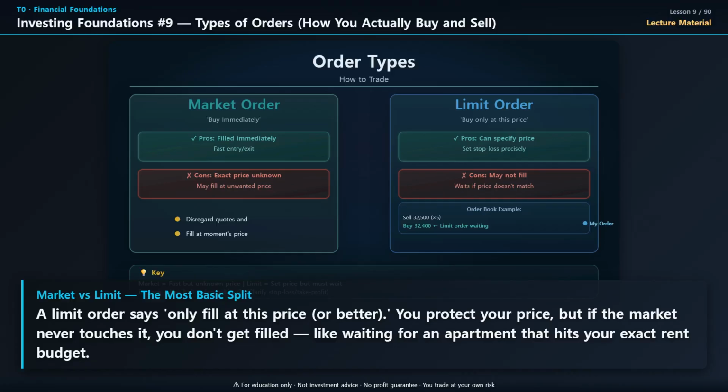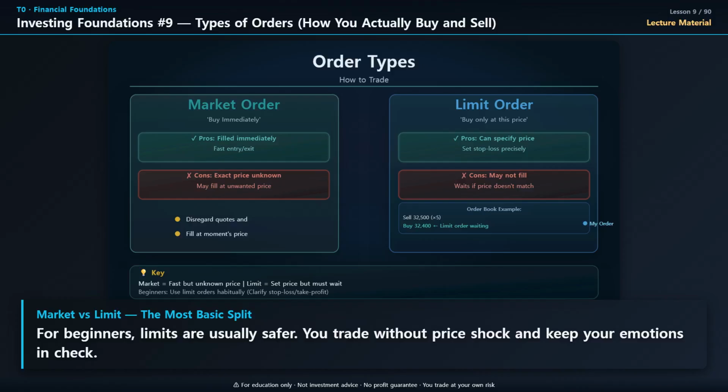A limit order says only fill at this price or better. You protect your price, but if the market never touches it, you don't get filled, like waiting for an apartment that hits your exact rent budget. For beginners, limits are usually safer. You trade without price shock and keep your emotions in check.